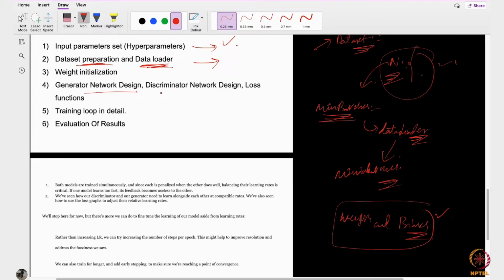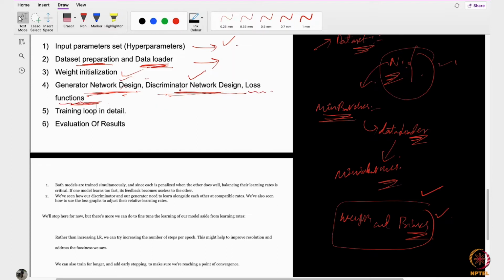And the next step is generator network design, discriminator network design, loss functions. As I said earlier, they just prepare a weight initialization function. Later on, after designing the generator network and discriminator network, that weight initialization function will be called on them, so that the weights and biases of these two networks will be initialized using this function. Okay. Later on, they have designed the loss functions also.